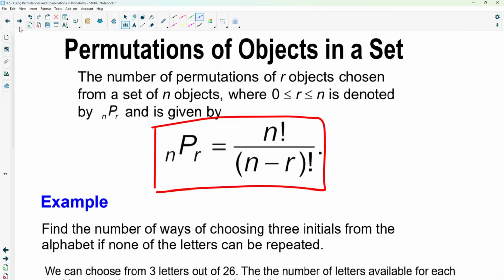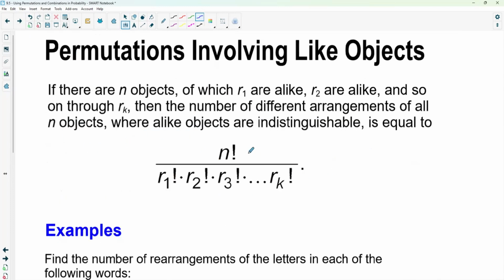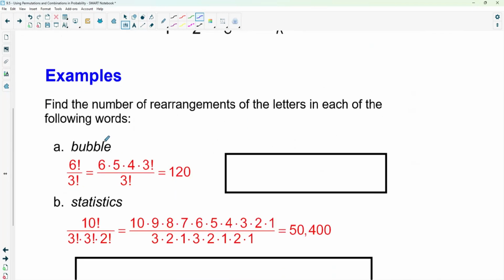We would not use this one. You're going to use this one. And what is this one? So let's say that you're trying to use, see, I have here bubble, statistics, Mississippi, right?